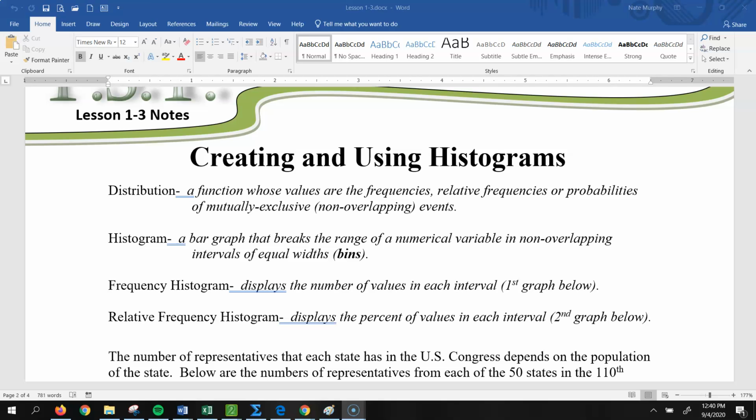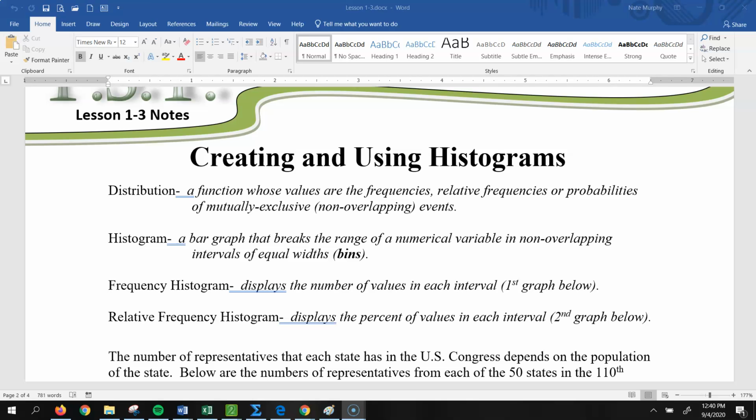Alright, so in this video we're going to be looking at histograms and how to create, use, and interpret histograms. In the previous video, one of the types of graphs we looked at was a bar graph, and so this is just another type of graph. Now there are some things we need to be familiar with as far as different terminology and how we use histograms. So let's look at these definitions here.